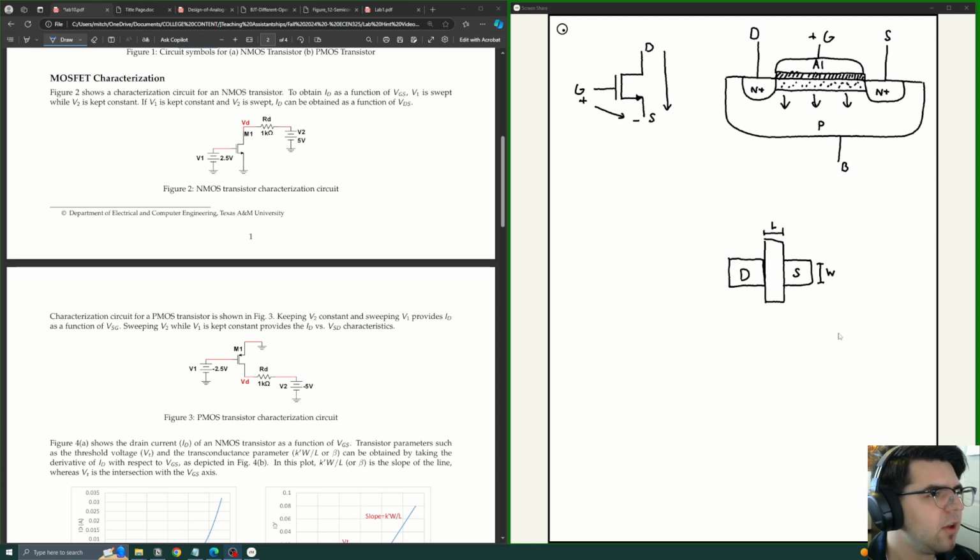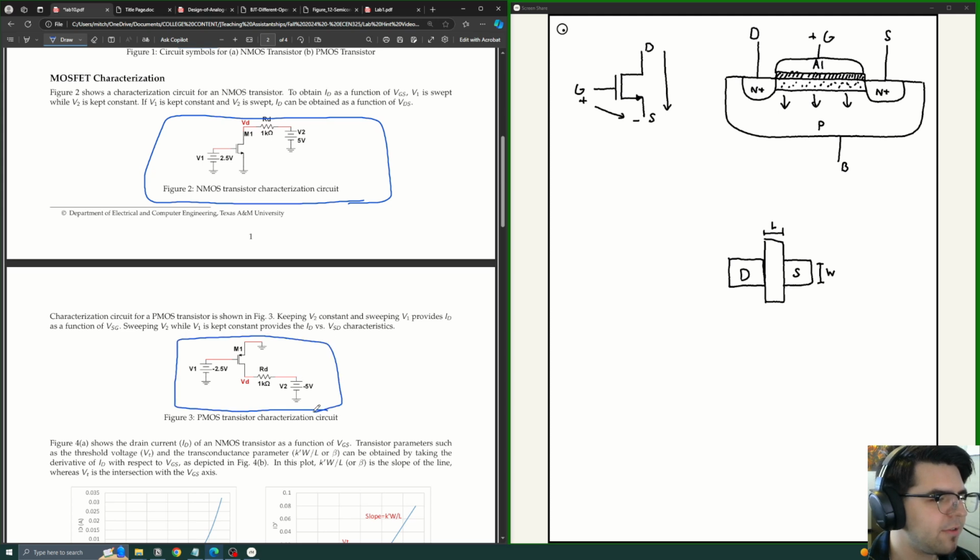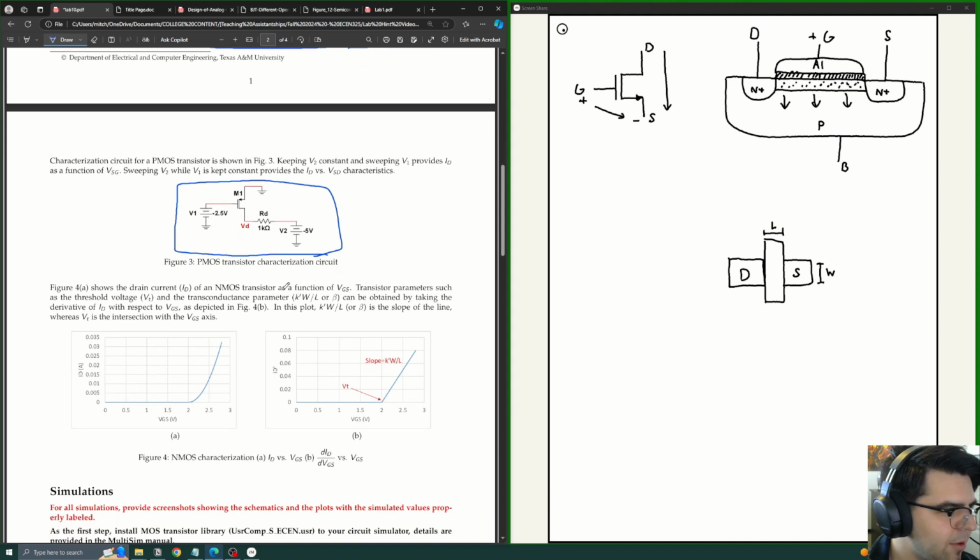So we need to do these measurements to characterize and understand the device that we're going to be using. In the lab manual here, they give us what the setup looks like for the NMOS and the PMOS respectively, about how we're going to set up the proper voltages to then sweep the gate to source voltage and see what our drain current curves end up looking like. We do this because we can obtain the threshold voltage and the transconductance.